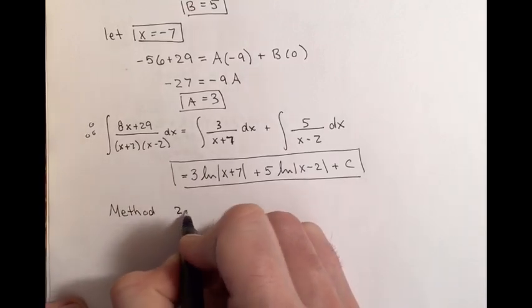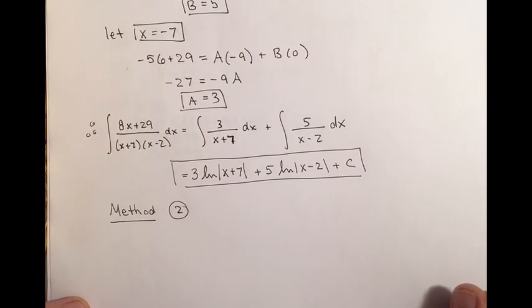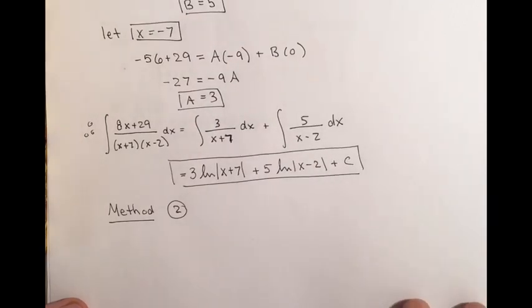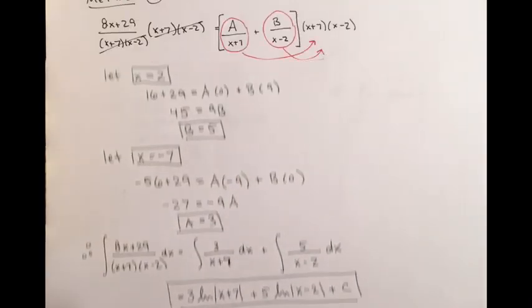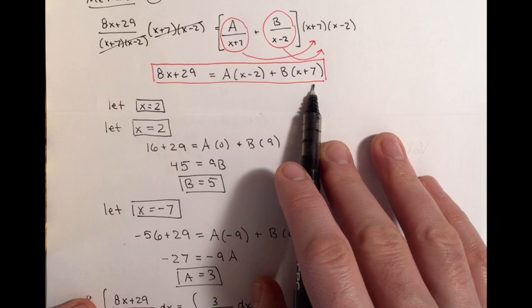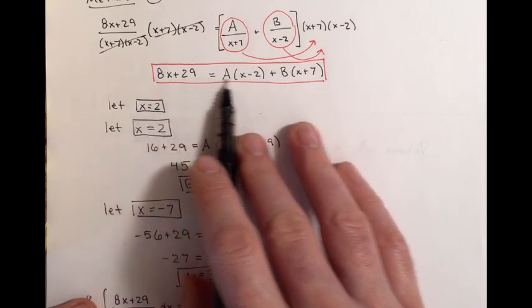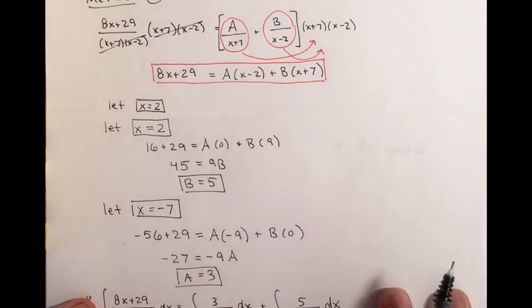We want to look at method 2. This one's going to take a little bit longer, but as the questions get more complicated, you'll have no choice but to use the two methods together. So what we're going to do is we're going to go back to that equation that we had before. Looking at this one right here, okay? So this is where we would branch off. We have 8x plus 29 is equal to the right-hand side, so let's rewrite that in.